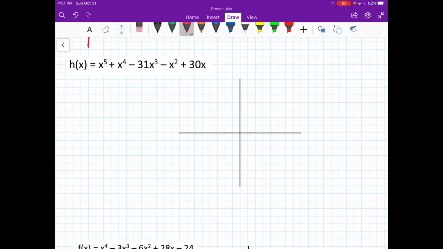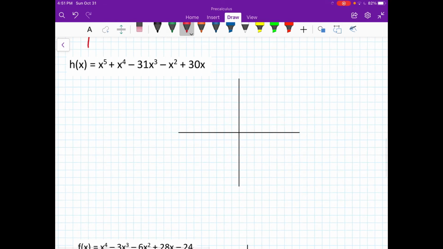All right, this next one, once again, we have to factor. So it looks like there's an x in common. If you don't have a constant term, that means you can factor out an x. So we'll go ahead and factor out an x. That leaves us with x to the 4th plus x cubed minus 31x squared minus x plus 30. So we factored out an x.